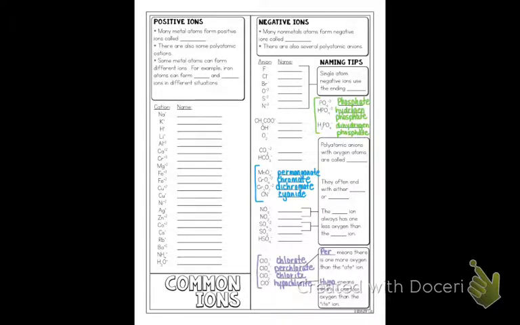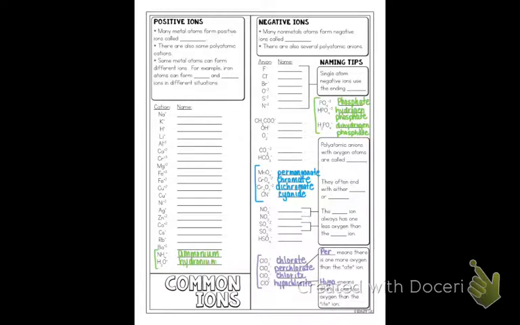Now on the left-hand side are the positive ions, and there's actually two of the positive ones that I want to cover all the way at the bottom of the notes, NH4+ and H3O+. So these would be positive polyatomics. NH4+ is ammonium, and H3O+ is hydronium.